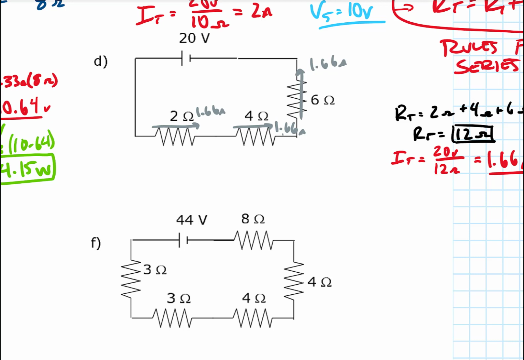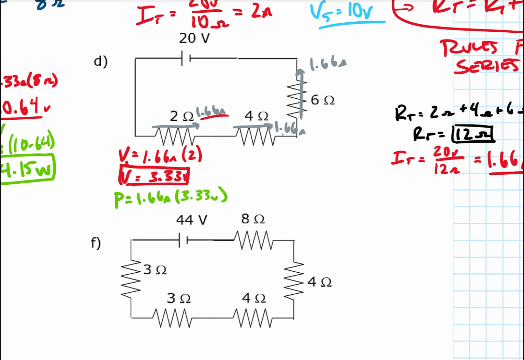So looking at this one, the voltage on the 2 ohm resistor is the current through the 2 ohm resistor, 1.66 amps times 2 ohms. So the voltage here is 3.33 volts. And power is the current, 1.66 amps, times the voltage, 3.33 volts, ends up being 5.53 watts.